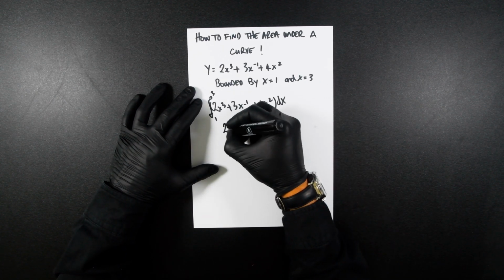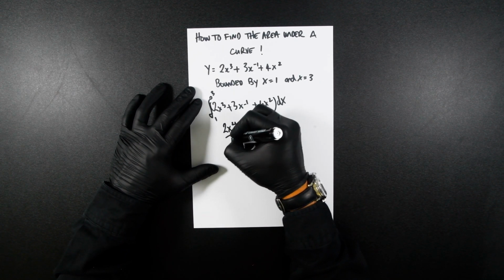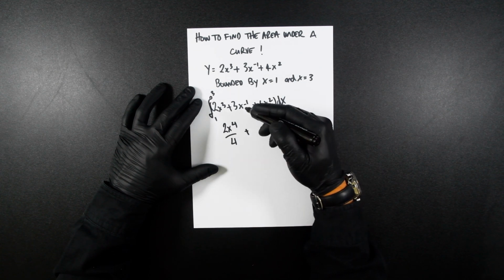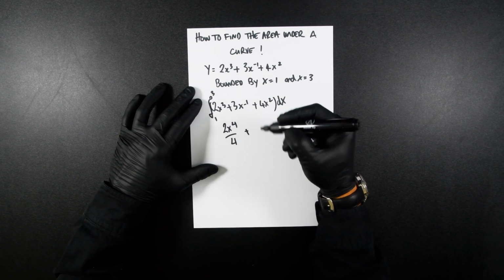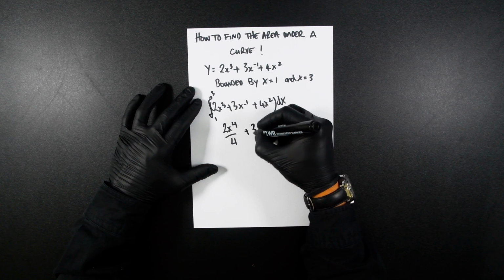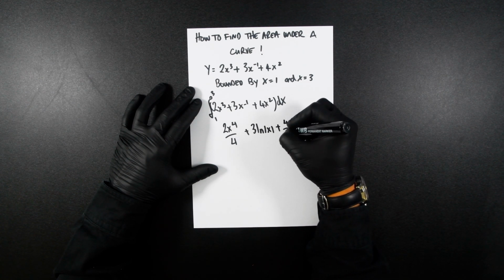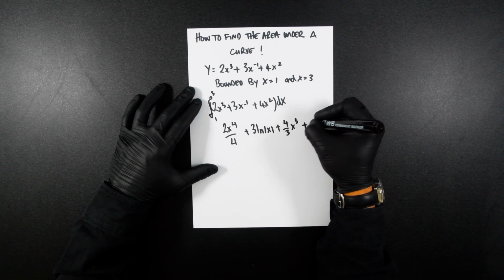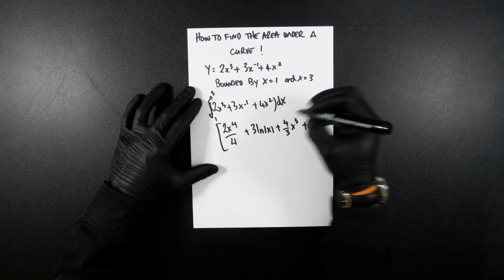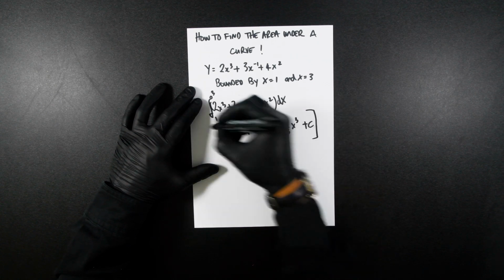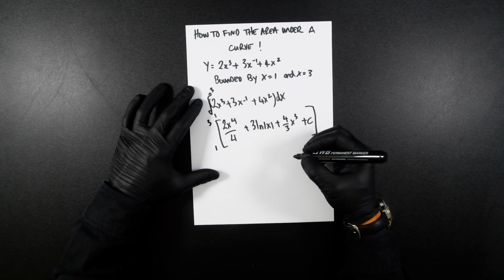So we're going to have 2x^4 over 4 plus, this is going to become ln x, 1 over x integrated is 3 ln x, plus 4 over 3 x cubed plus c. And obviously this is all bounded by 3 and 1.